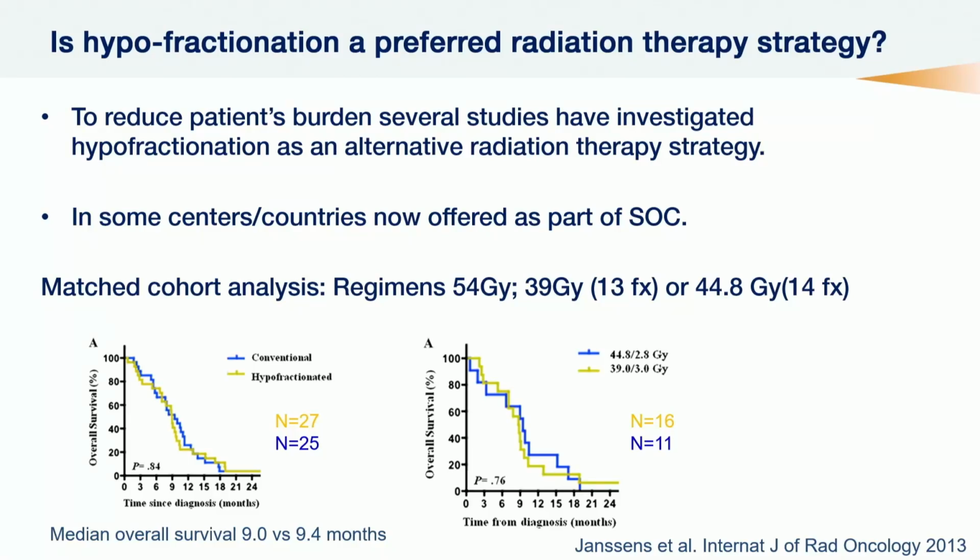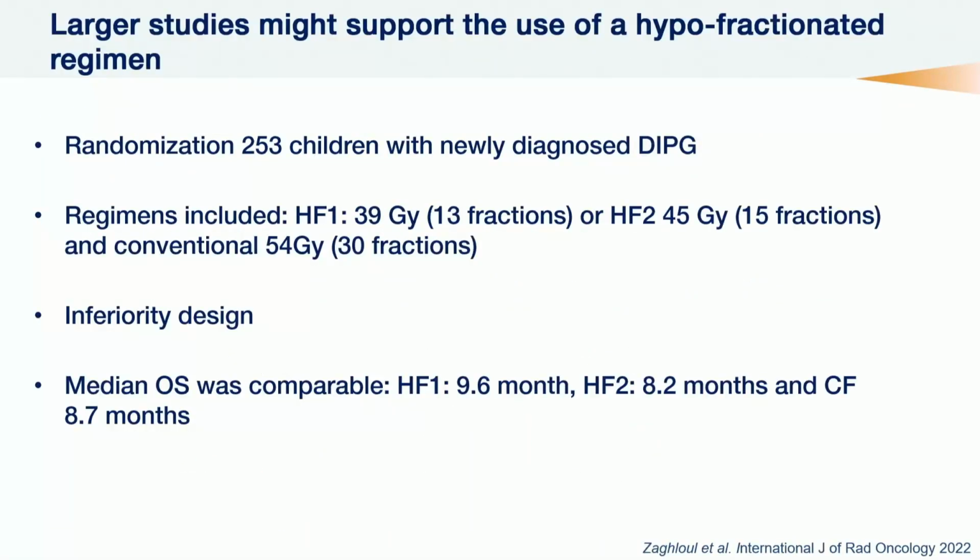In some of the centers now, this is really offered as part of standard of care, and there are different regimens or different studies showing that overall the outcome using the standard regimen of 54 gray over 30 fractions versus 39 gray, the hypofractionation course over 13 fractions, seems to be equivalent. There are also larger studies who looked at this.